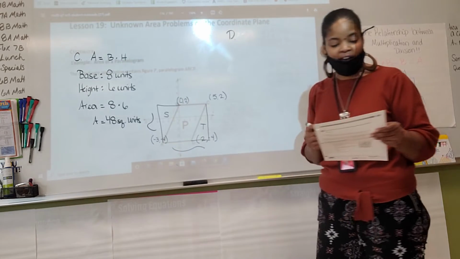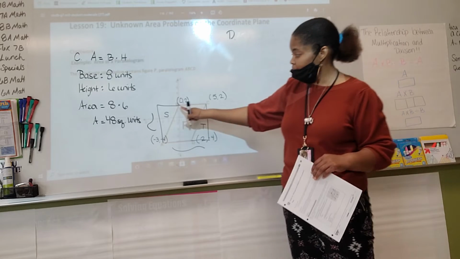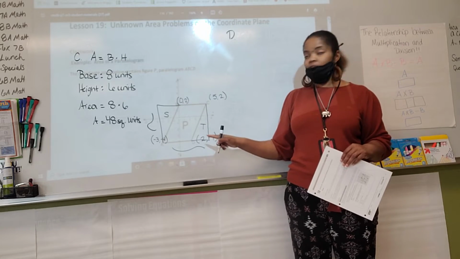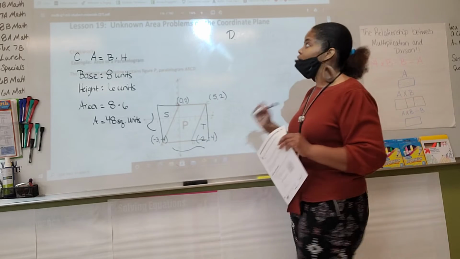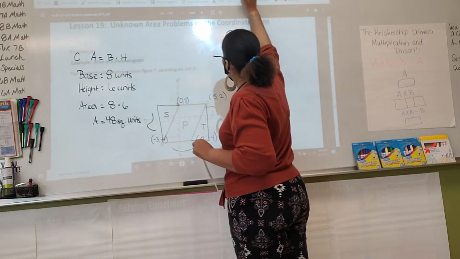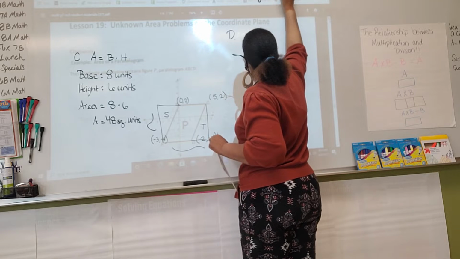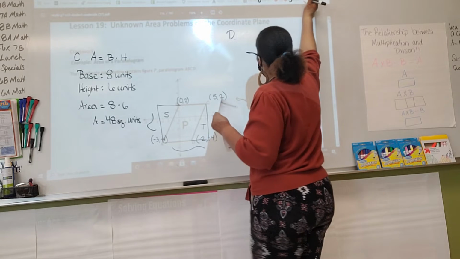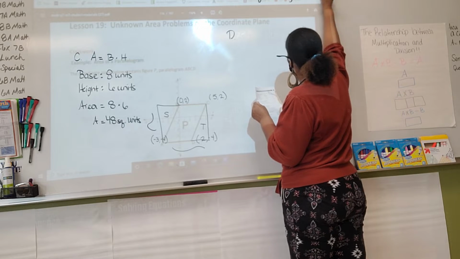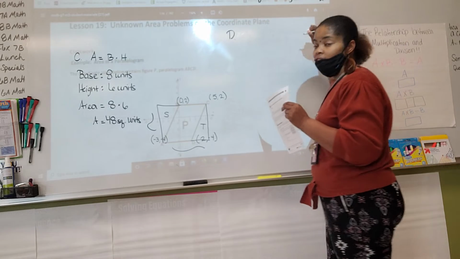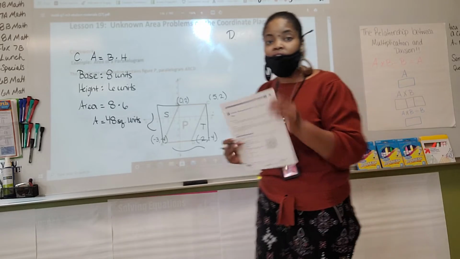Look at D. It says find the area of each triangle. So we've got S and T here, right? We're going to find the area of each triangle. Now, when we're trying to find the area of a triangle, I'm going to write this up here. When we're trying to find the area of a triangle, we use area equals half times the base times the height. New formula.